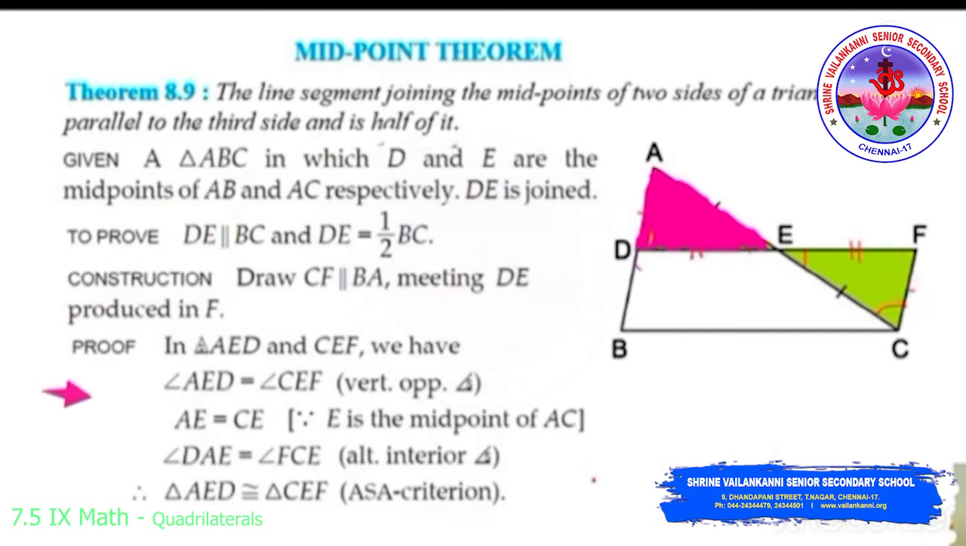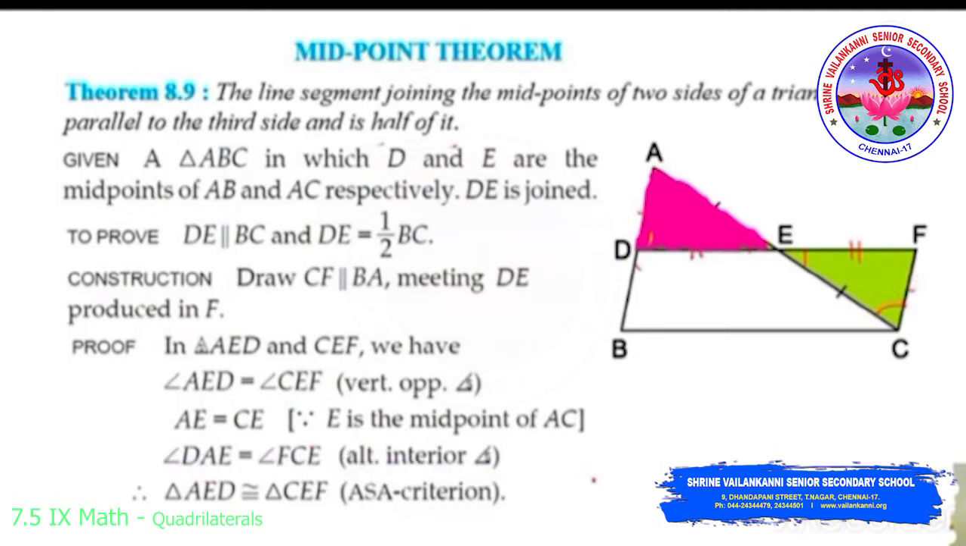Now consider triangles ADE and CEF. We have angle AED and angle CEF as vertically opposite angles, so they are equal. Also, AE is equal to EC, since E is the midpoint. By construction AB is parallel to CF, and taking AC as a transversal, angle DAE is equal to angle FCE, alternate interior angles.